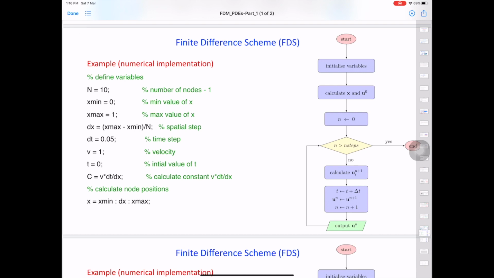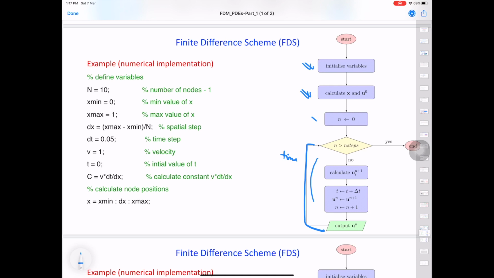And here I have a flowchart for this. So we'll start first by initializing all the variables. Then we calculate x and the solution at time 0. Then we start incrementing. So we put n is equal to 0. Then we start the bigger loop. The bigger loop will loop over all time. Then we will loop over all the space steps.